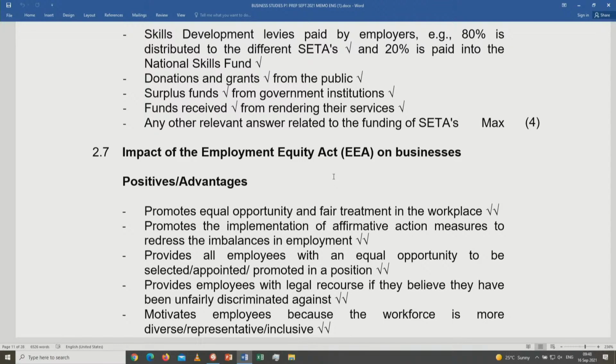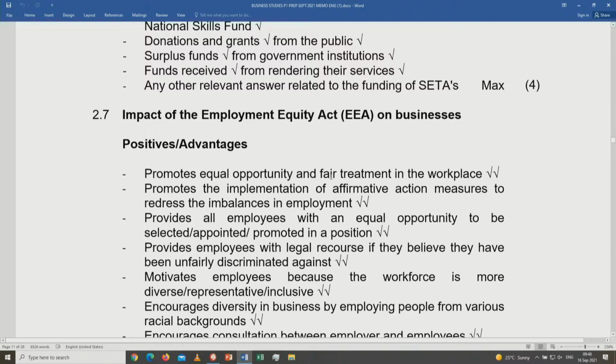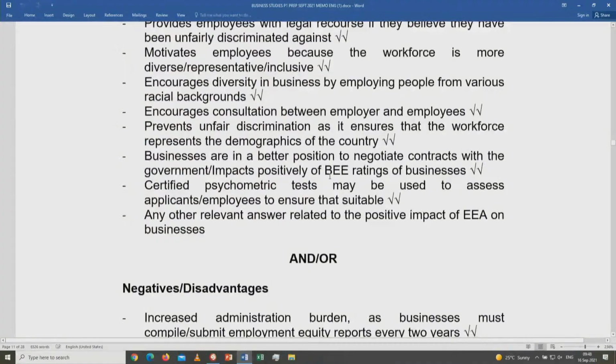Positives, for example, promotes equal opportunity and fair treatment in the workplace is 2 marks. Promotes the implementation of affirmative action to redress the imbalances of employment, 2 marks. Provides all employees with an equal opportunity to be selected, appointed, promoted in a position, 2 marks. You can go through the other responses, but what is important here, because the question simply said the impact, and we know with impact we've got positives or negatives. Some learners may decide to focus only on the positives, award full marks, 6 marks if the learner has focused only on the positives.